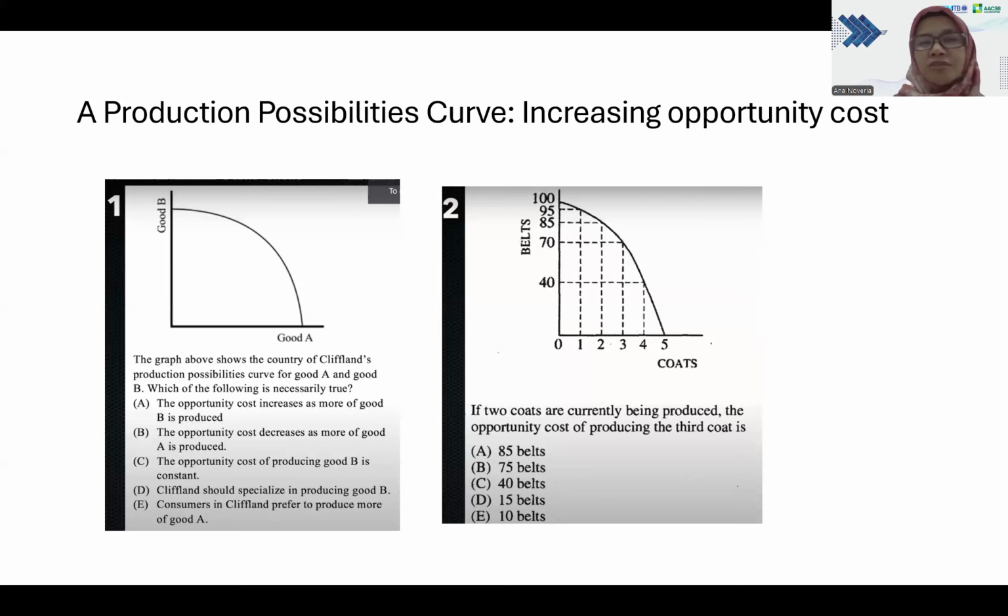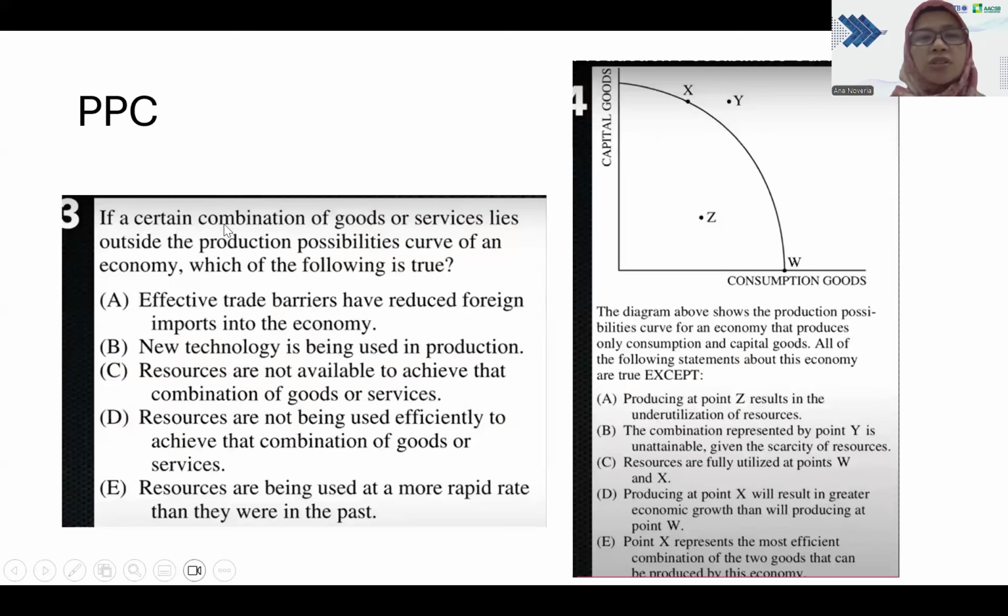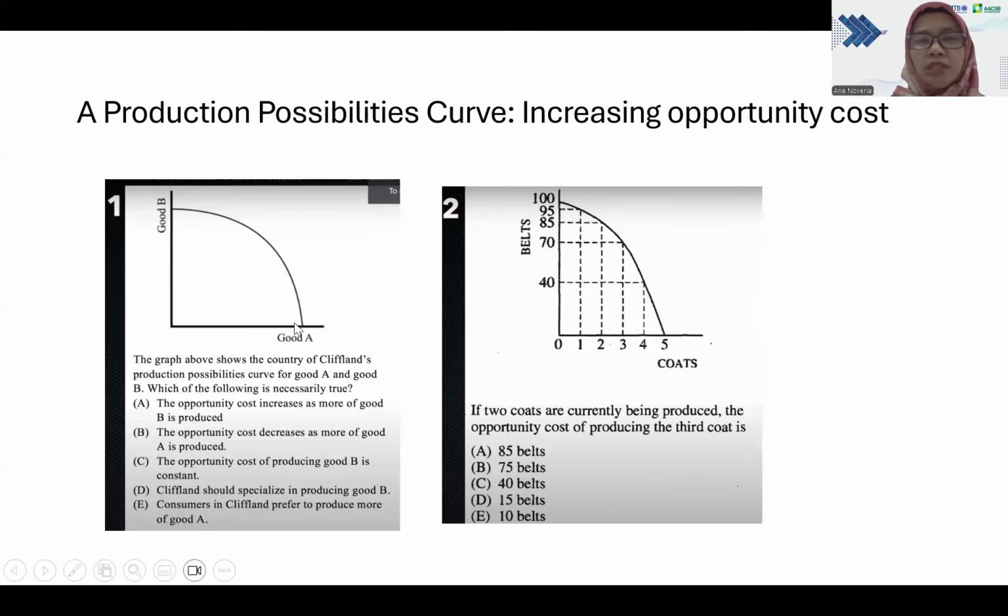And remember the trade-off before? Our production possibility curve is bowed out, so we can see it's convex, I mean concave to the origin. It's concave to the origin. The origin is here. If you look at this, it's a country called Cleveland. So there are goods A and B.